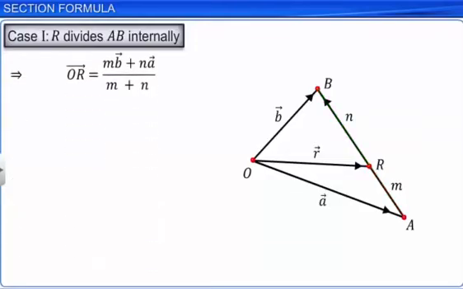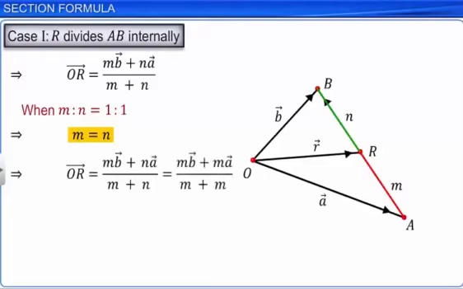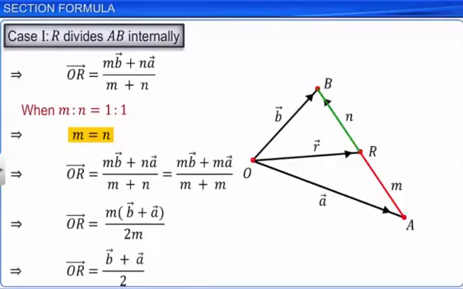Let us see what happens when point R bisects line segment AB. That is, point R lies at the midpoint of line segment AB. Here the ratio m:n is equal to 1:1. That is, m is equal to n. Putting m is equal to n in the formula for the position vector of R, we get vector OR is equal to the sum of vectors A and B divided by 2.